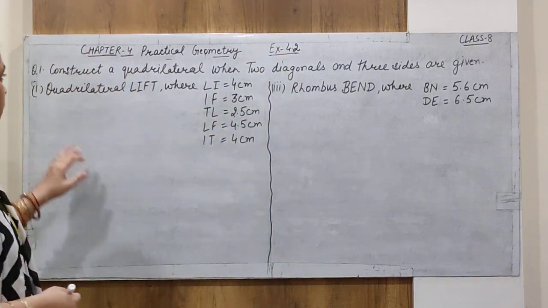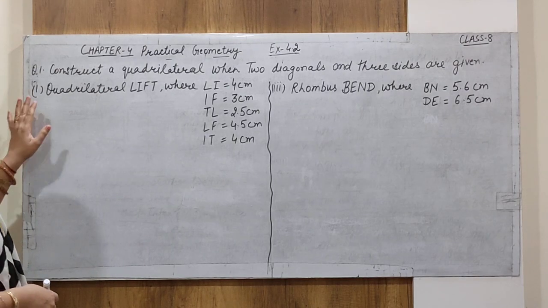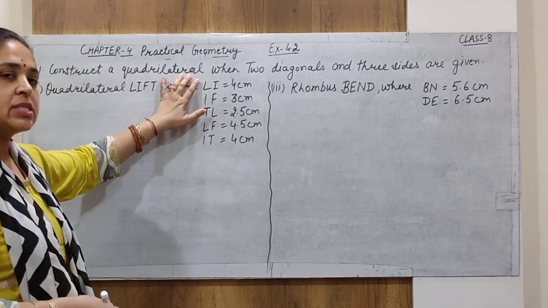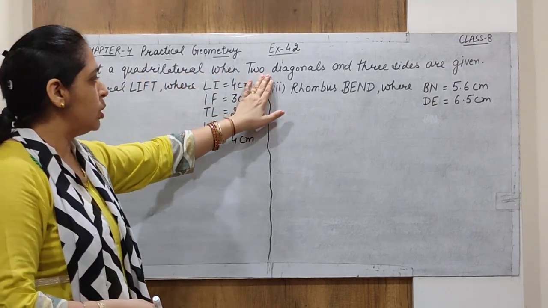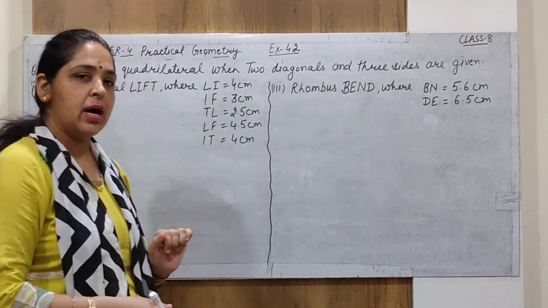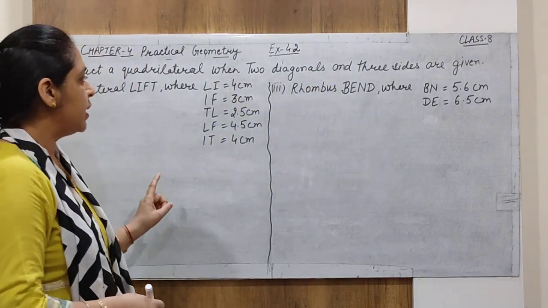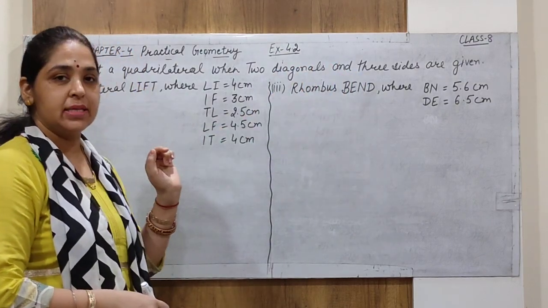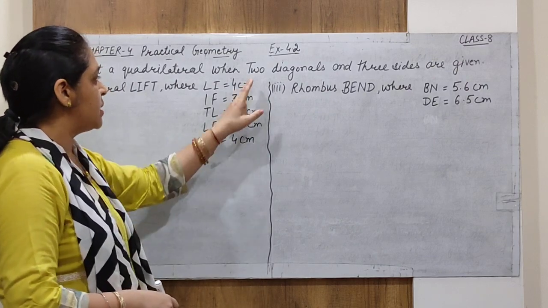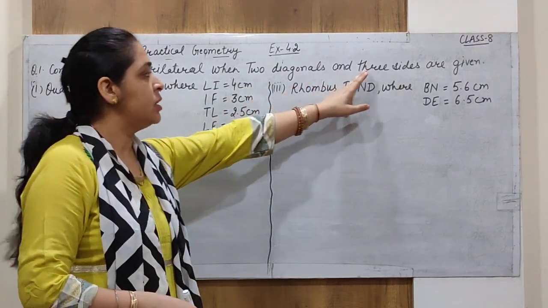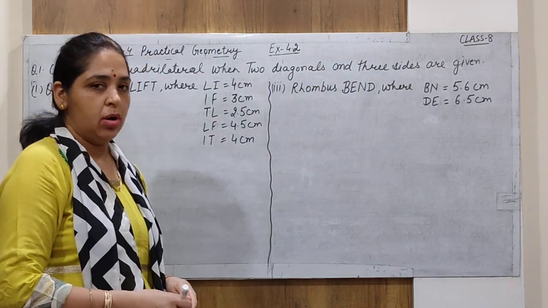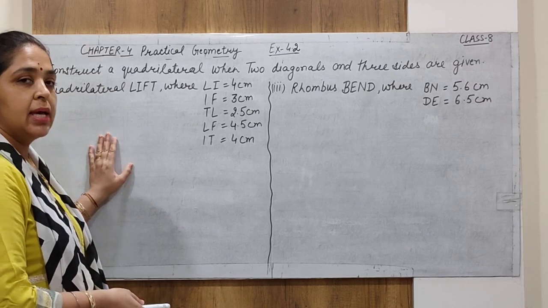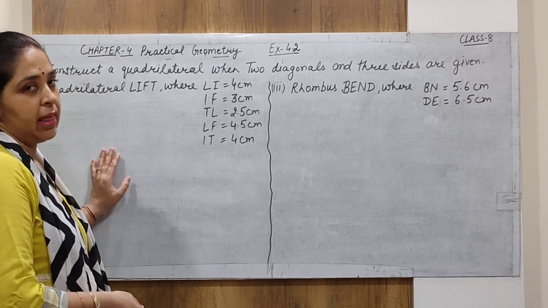Now, the second type is to construct a quadrilateral, that is a four-sided figure, when two diagonals and three sides are given. Yesterday, in the first type, we had four sides and one diagonal. But now the second type is one in which two diagonals and three sides are given. So we have to construct the quadrilateral using the scale, the compass and the pencil.